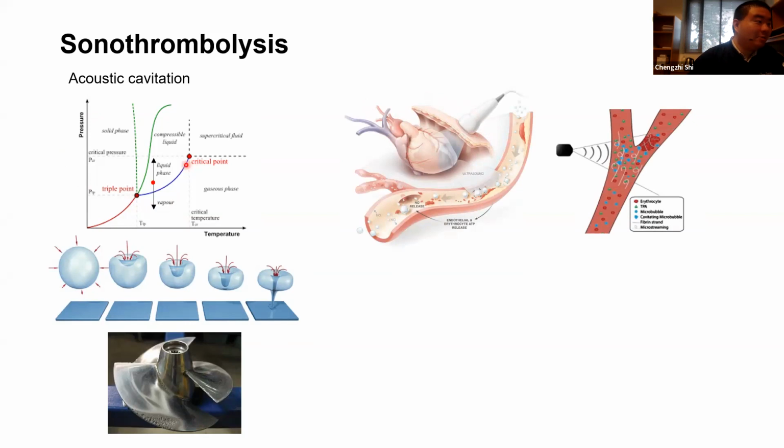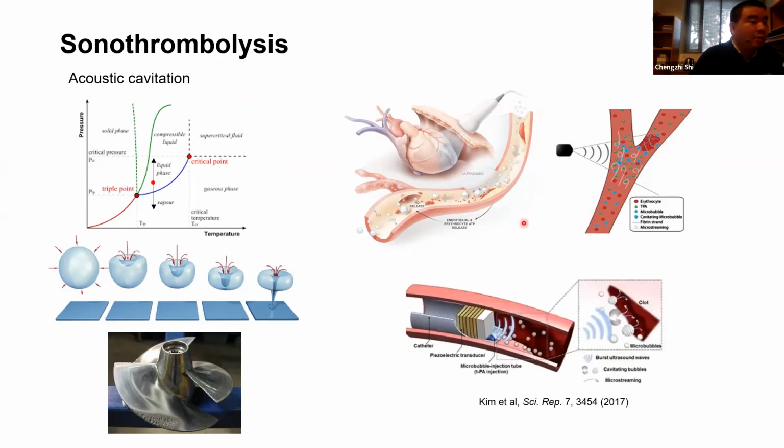We can actually use high intensity ultrasound to bring the pressure low enough such that we form the cavitation around the blood clot, and then use the cavitation to etch away this blood clot. But previously, people did it non-invasively, and the efficiency was very low. So it was not very effective in treating those two diseases.